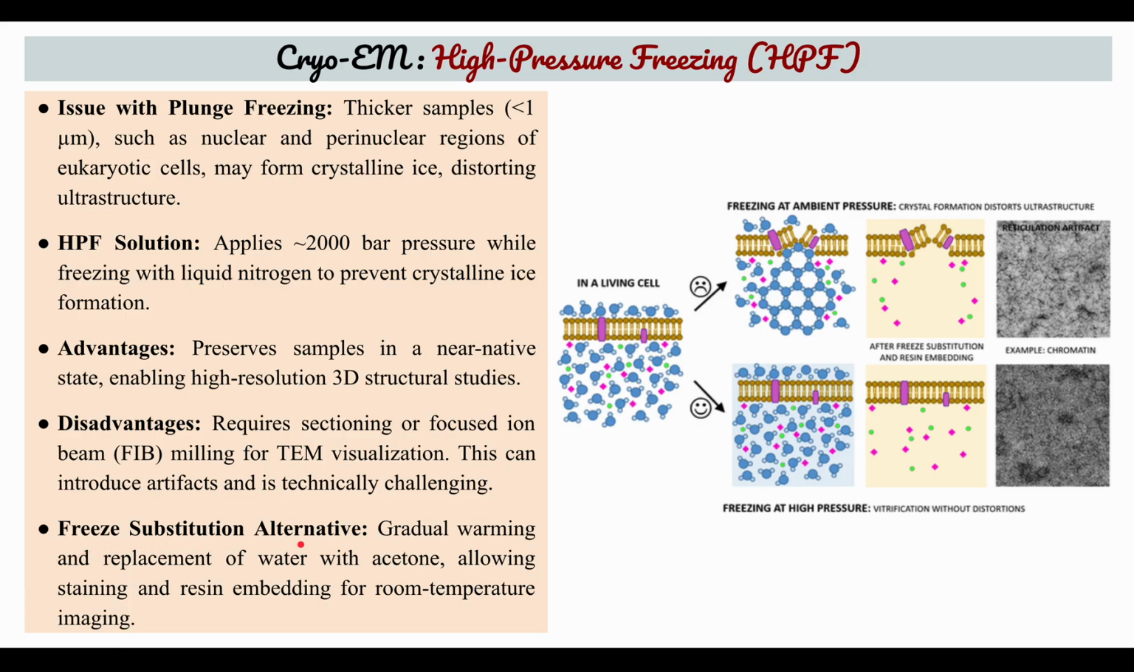So freeze substitution is an alternative. It involves gradual warming and replacement of water with acetone, allowing staining and resin embedding for room temperature imaging. So this can be done as an alternative to high pressure freezing. In this case, we generally replace water with acetone, followed by staining and then embedding for room temperature imaging.